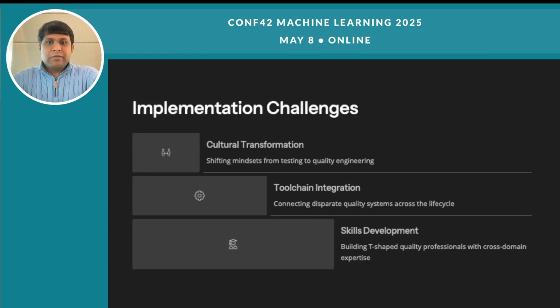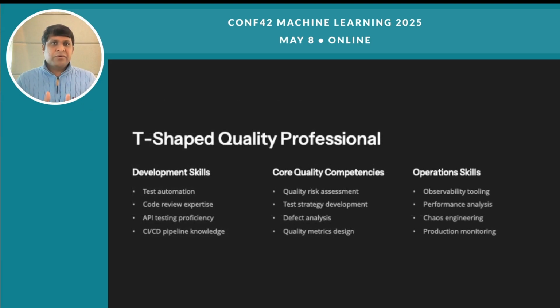To accomplish that, obviously, you need to have skill development. We are talking about building a T-shaped quality professional with cross-domain expertise. What is a T-shaped quality professional? Basically, a T-shaped quality professional is one who has depth in one area, but also breadth, meaning a jack of all trades in all other areas. To give you an example in quality engineering, right? Somebody's depth may be in quality engineering, with expertise in test automation or code review or API testing or CI/CD pipeline building knowledge. Maybe that is their core competence or depth.